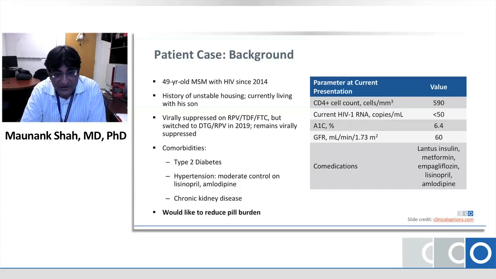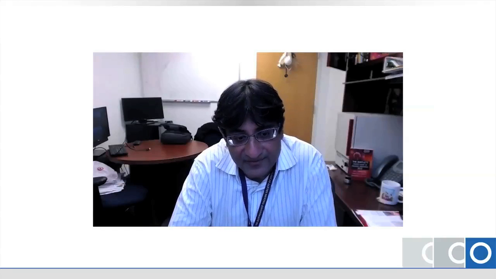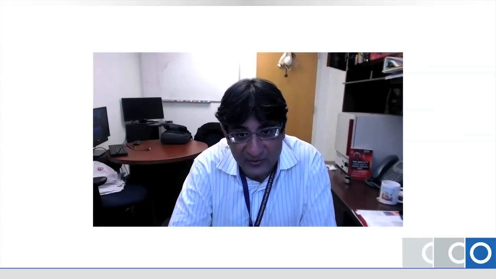He also had chronic kidney disease, as I mentioned, which led to the switch to dolutegravir and rilpivirine a few years earlier. At a recent visit, he expressed a few items. The first was a desire to reduce pill burden, even though he was already on a single tablet regimen. He also noted that now that he was living with family with whom he had not yet disclosed his HIV serostatus, he was nervous about the potential for an accidental disclosure if his medications had been discovered.